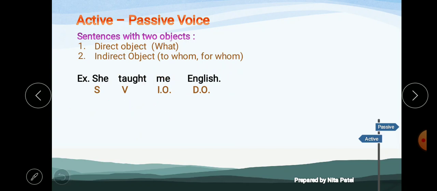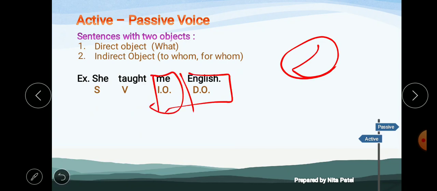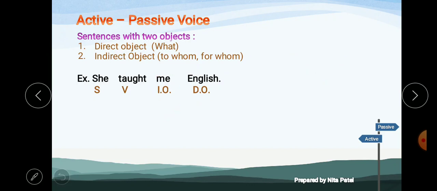Now let's see how. There are two ways to convert these active sentences into passive sentences, because we have two objects, right? So as we have two objects, there are two ways to convert active voice into passive voice. Both are right. You can write any of it as per your convenience, whatever you find best, and you think that I am good at this style, then you just go with it. Here I am giving you both the styles.